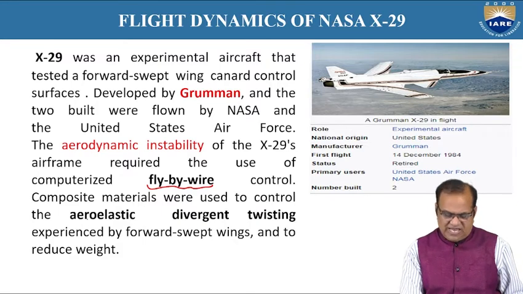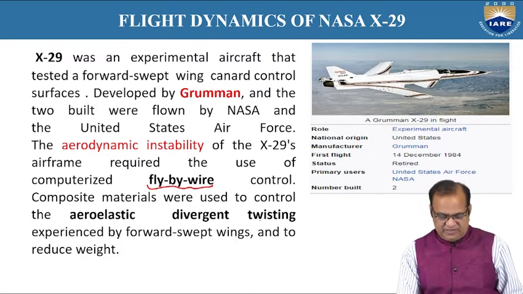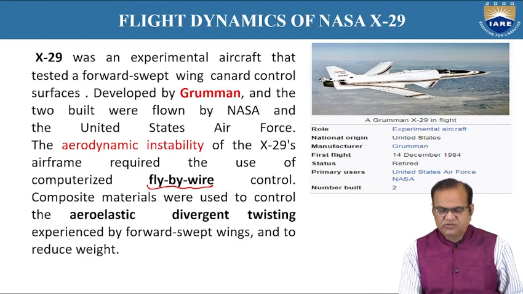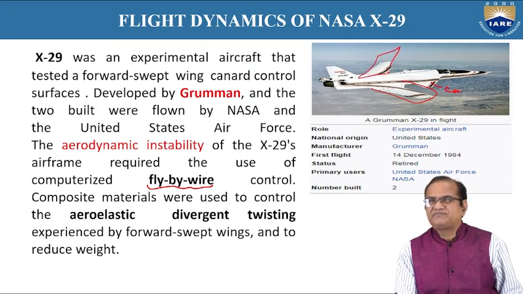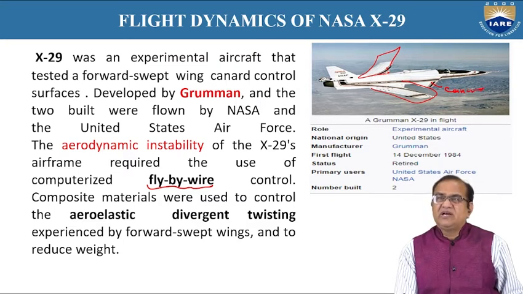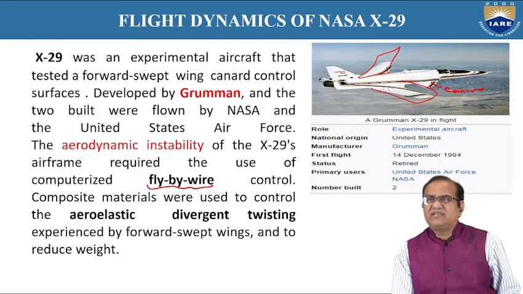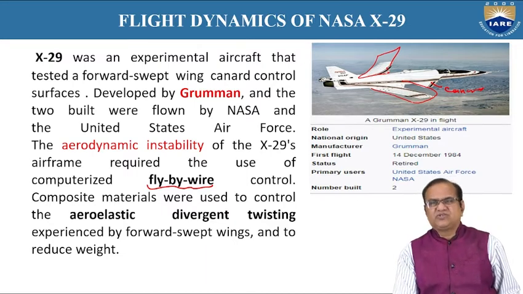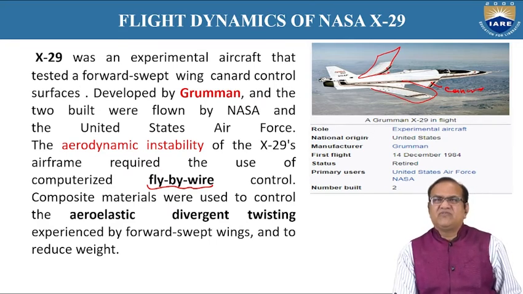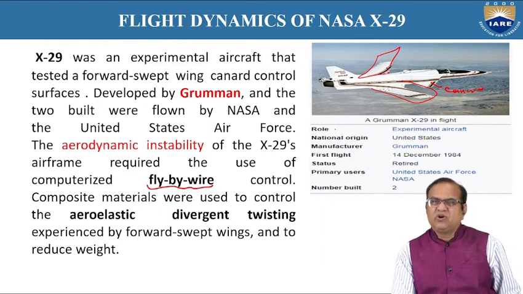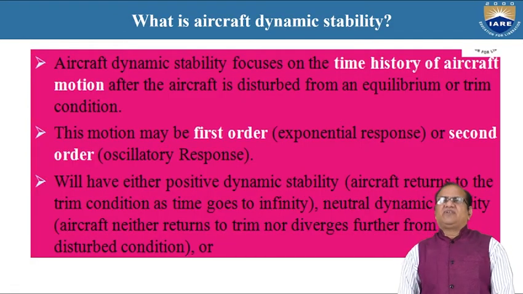Second, the problem was the aeroelastic divergent twisting of the forward swept wing, and to reduce the weight. So you can see here the wings are swept forward. This you can see, it is going forward like this. And here we have the canard. So the problem was that the wing was very much twisting due to the aeroelastic issues. So it was abandoned, and only 2 aircraft were built, only for demonstration purposes. The company was Grumman.